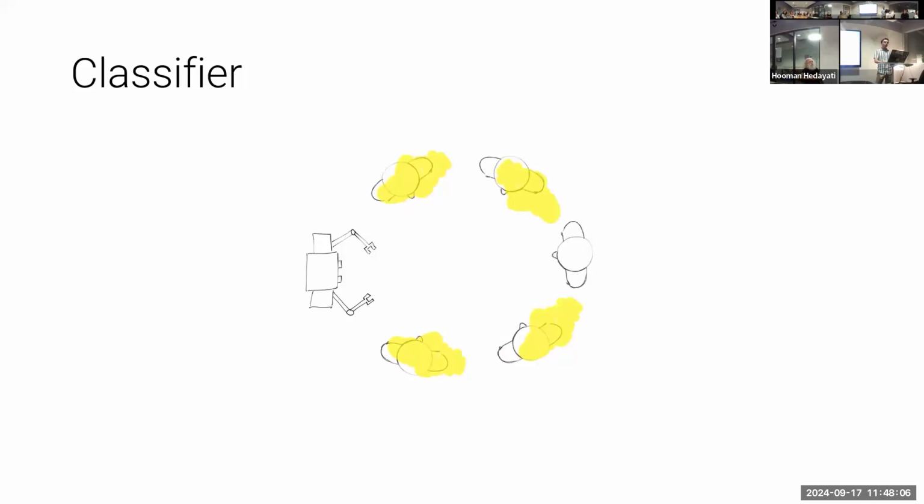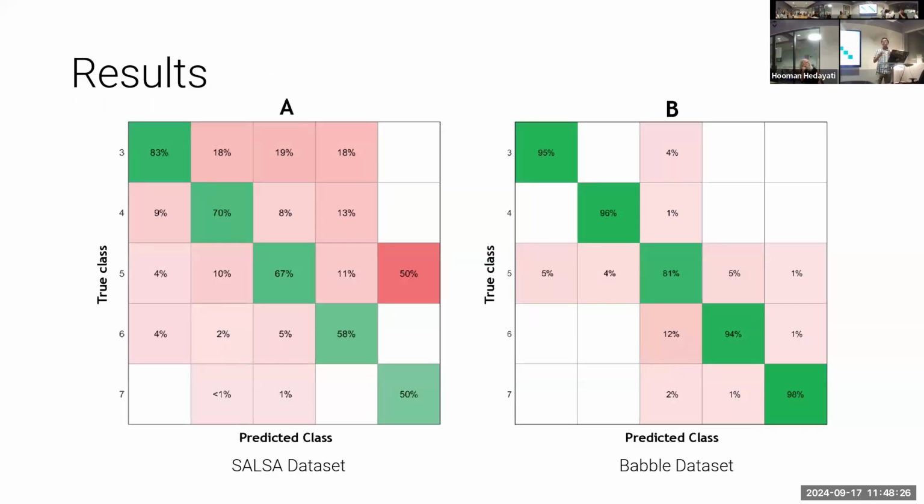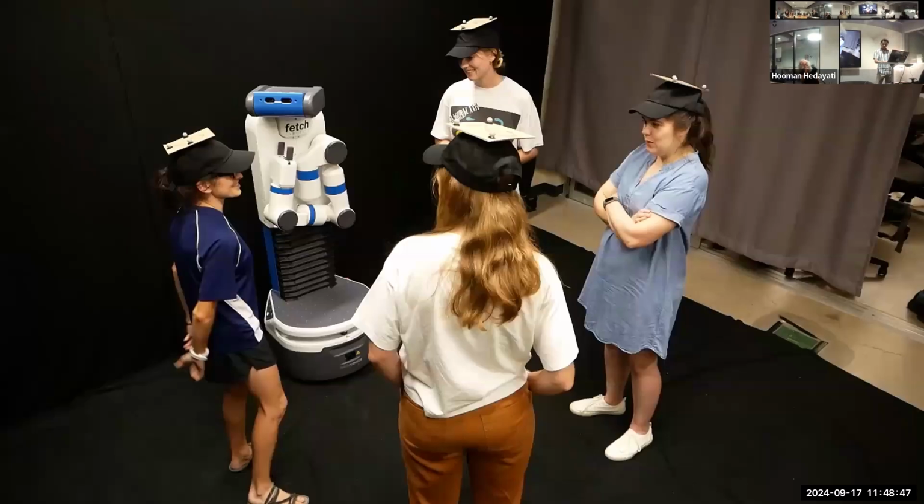And based on that transformation, the robot says that, okay, we probably have 5 people, not 4 people. We trained and tested this model on 2 data sets, the Salsa data set and the Babel data set. The results show that these classifiers are very good and can accurately detect the missing person in the conversational group, and they can also predict the position of that person.